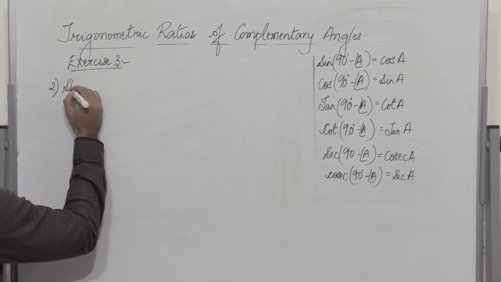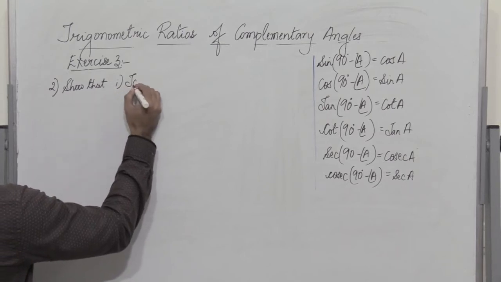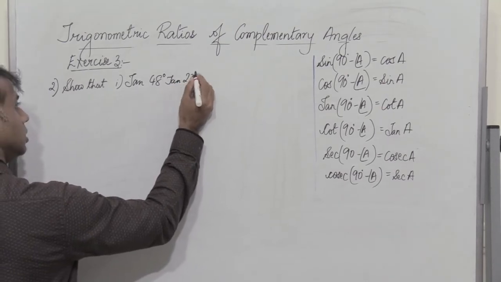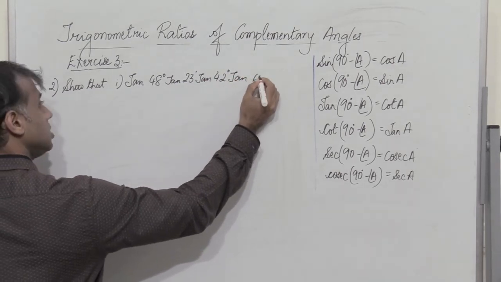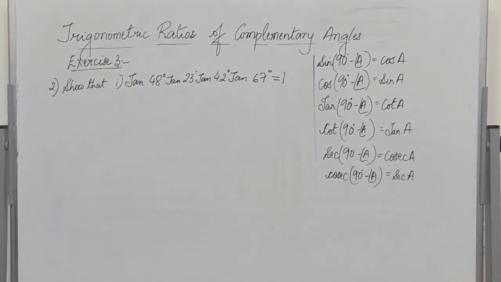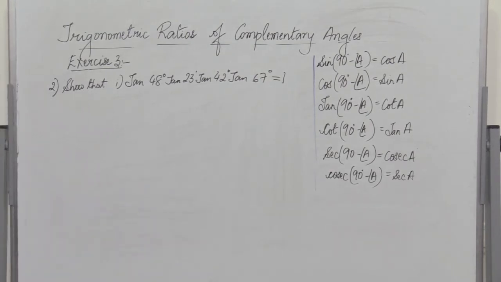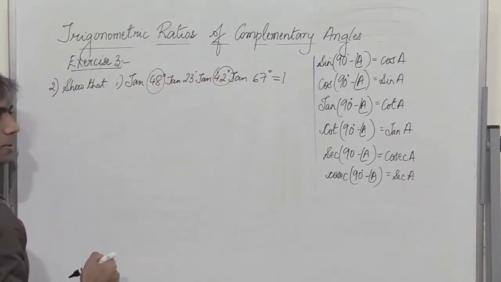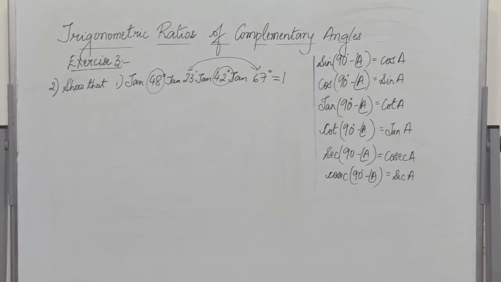Moving on with the second problem. Show that tan 48 degrees, tan 23, tan 42, and tan 67 is equal to 1. Again a very simple problem. The first thing you need to observe is which two angles, when you add, become 90. We observe that when I add 48 and 42 I get 90, and when I add 23 and 67 I also get 90.